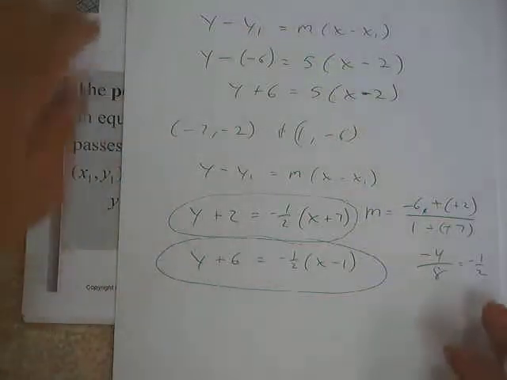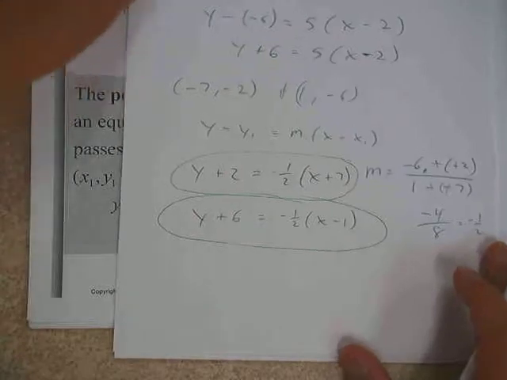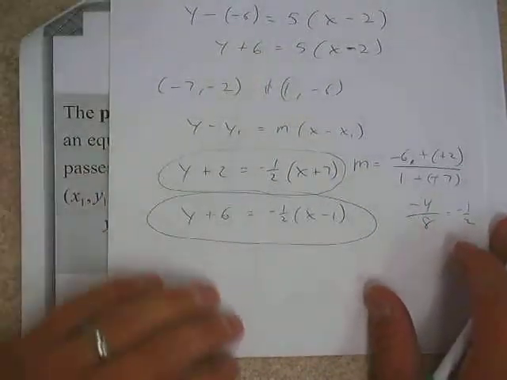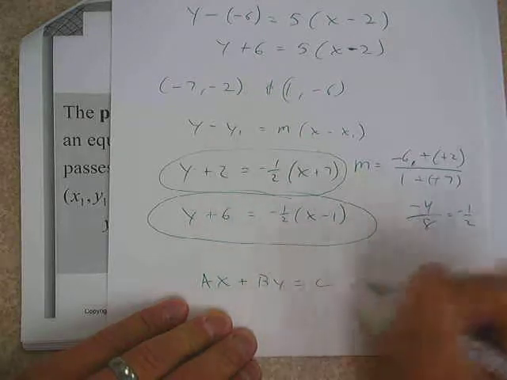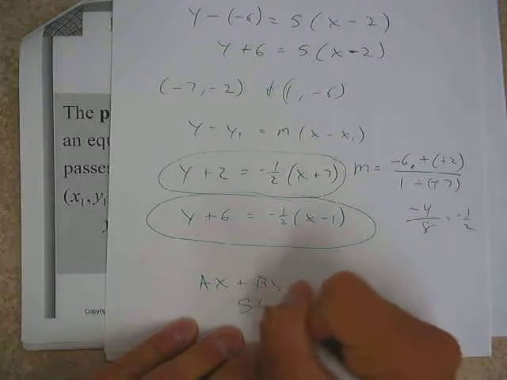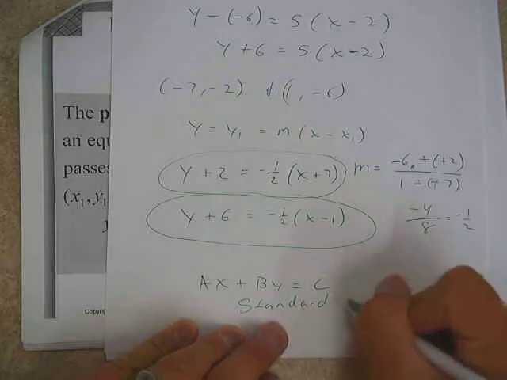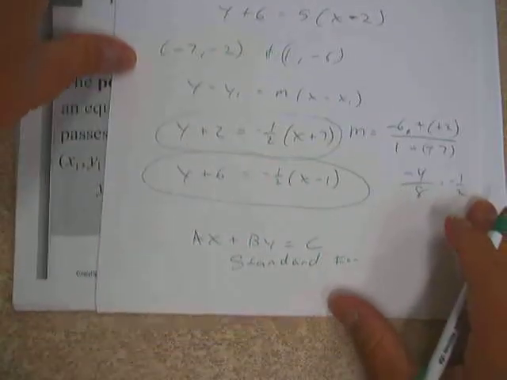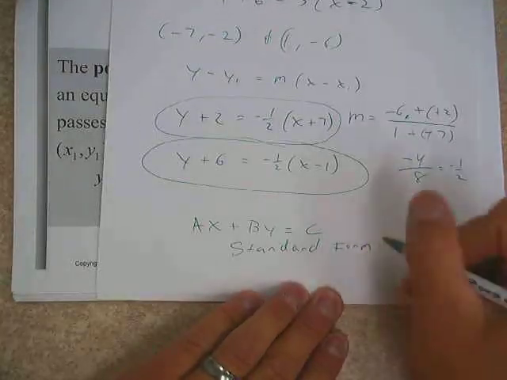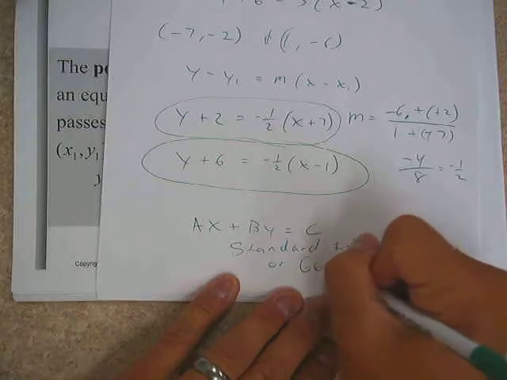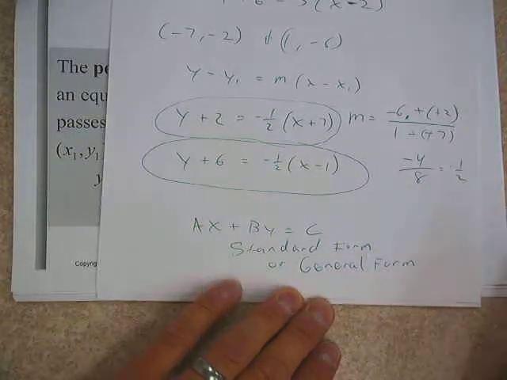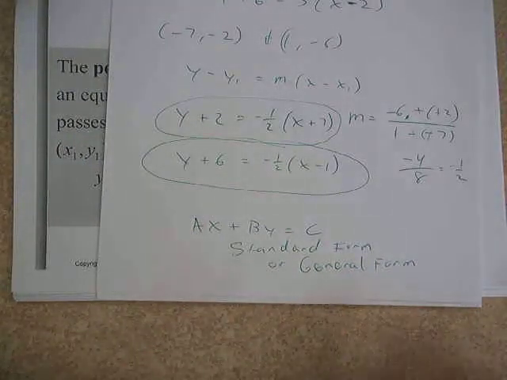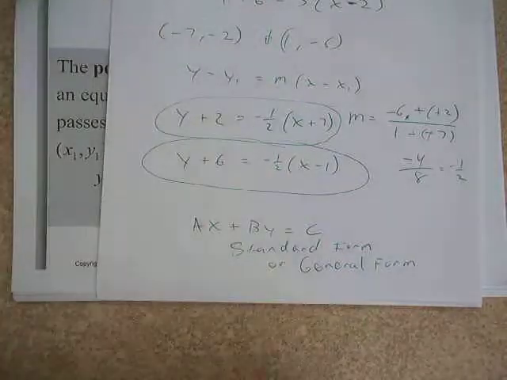All right, now, working with other forms of lines is what we're going to get to next. Okay, the first other form, if you will, is going to be of the form ax plus by equals c, which we call standard form. Or we also call it general form. Some books call it one, some call it the other. Your book generally uses general.